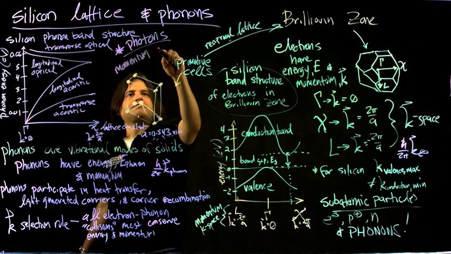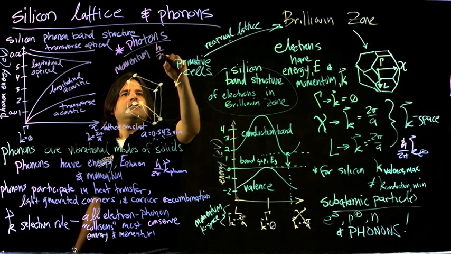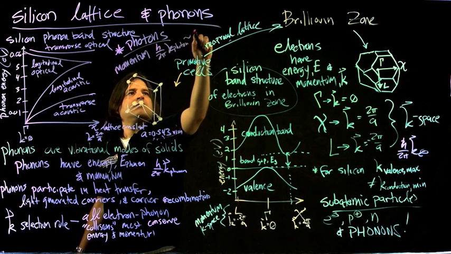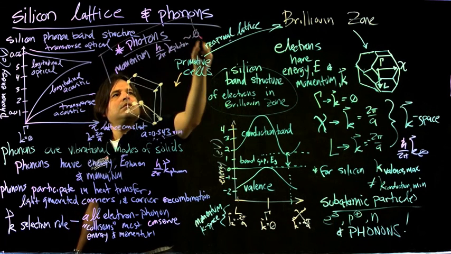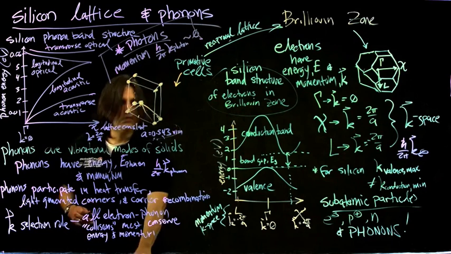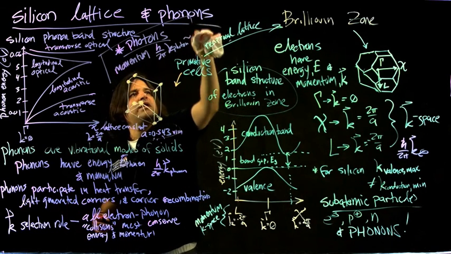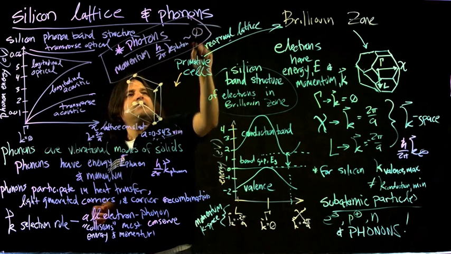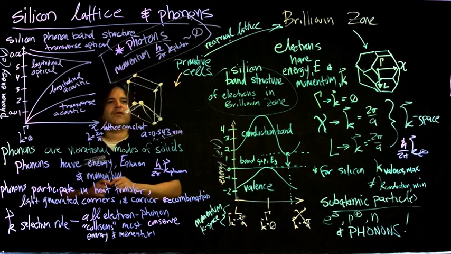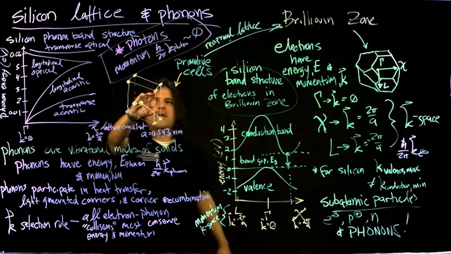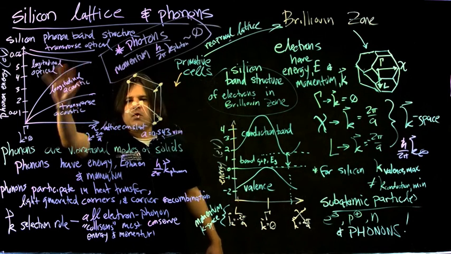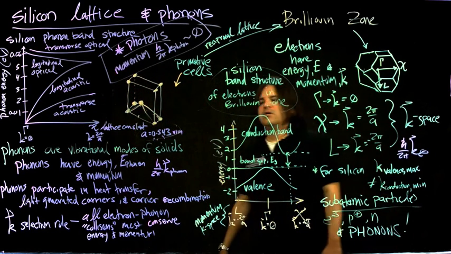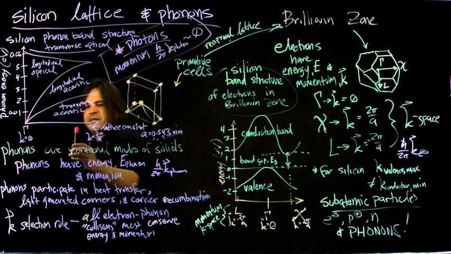interestingly, just the way that Mother Nature works, interestingly, the momentum of a photon is 0. The momentum of a phonon is non-zero. The momentum of the electrons are non-zero. So that's where phonons come in.